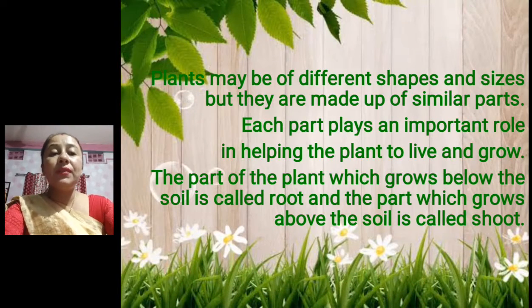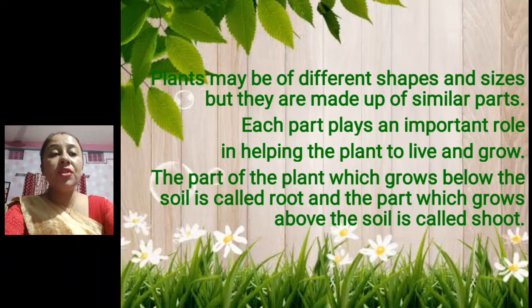plants may be of different shapes and sizes, but they are made of similar parts. Each part plays an important role in helping the plant to live and grow. The part of the plant which grows below the soil is called root, and the part which grows above the soil is called shoot.